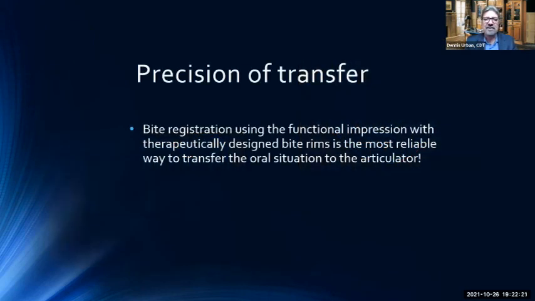So the bite registration using this functional impression material with therapeutically designed bite rims is one of the most reliable ways to transfer that oral situation to the articulator. The other way to do it is with a face bow. I don't have time to talk about face bows tonight, but it's funny. Every time I do a lecture in person, I mention face bow. Everybody kind of backs off and gets afraid, and they're intimidated.